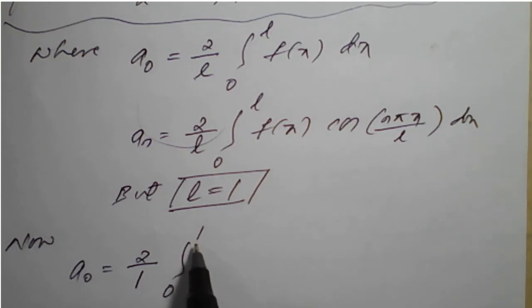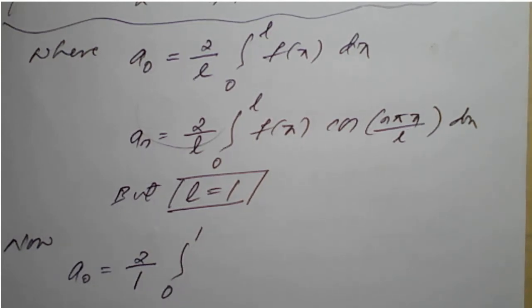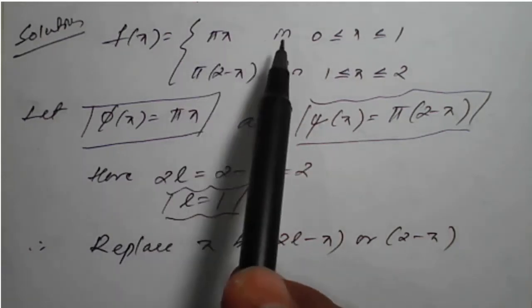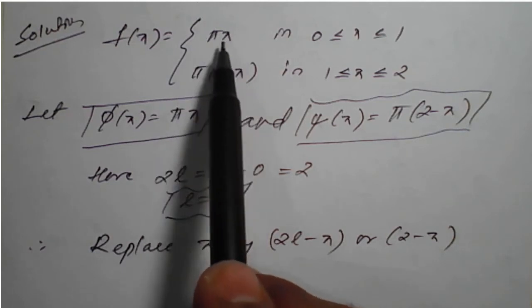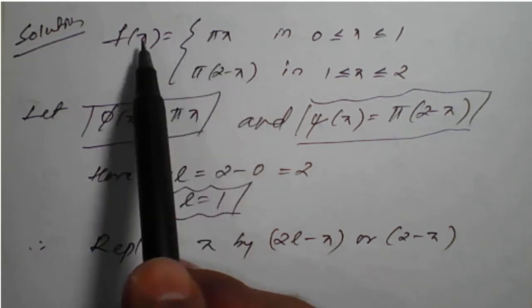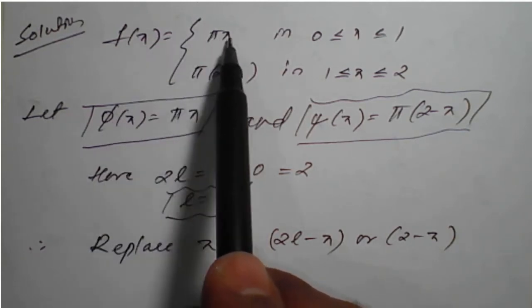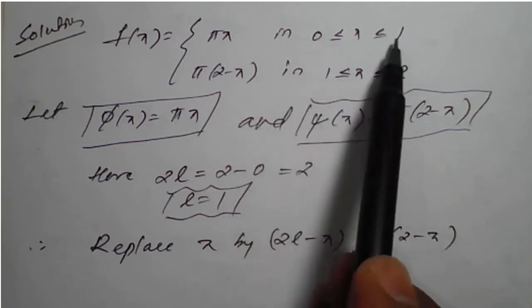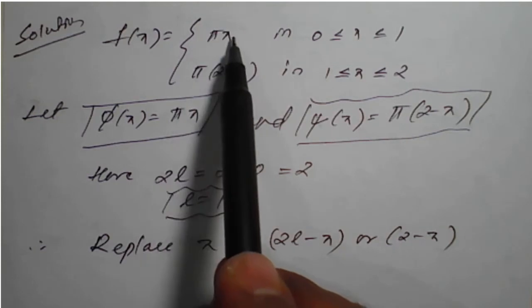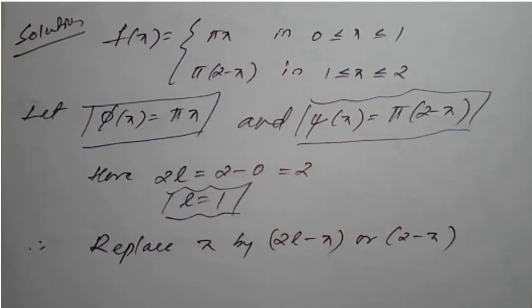So for the interval 0 to 1, the value of f of x is pi into x. Remember, so we'll apply the function f of x as what here? Pi x, because our integral limit is what here? 0 to 1. For 0 to 1, f of x value is pi x. We'll use this as the f of x value.